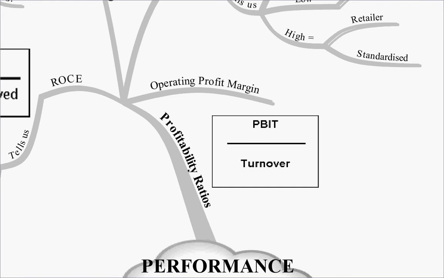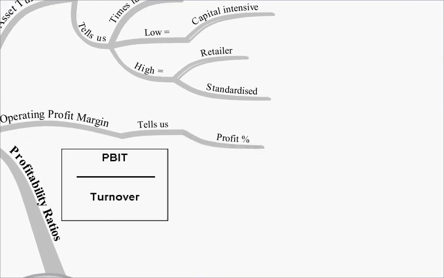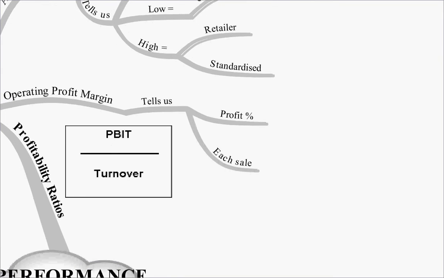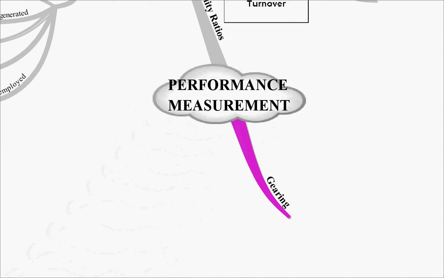Operating profit margin is profit before interest and tax over your turnover. This tells us the profit percentage that we're making on each sale that we make. So those are our profitability ratios.